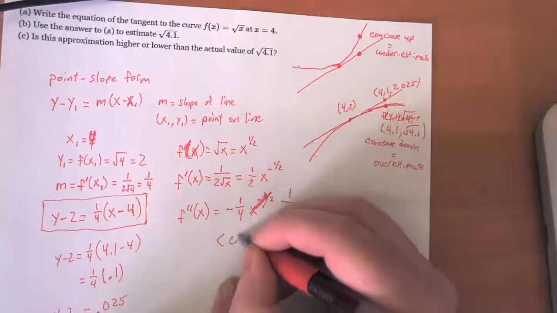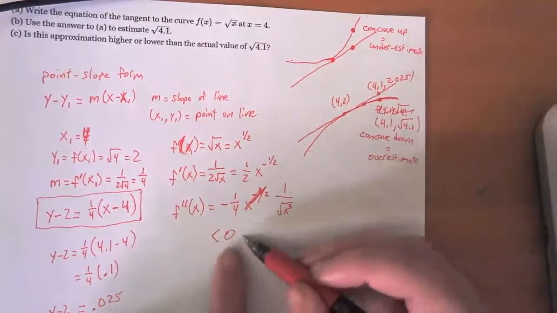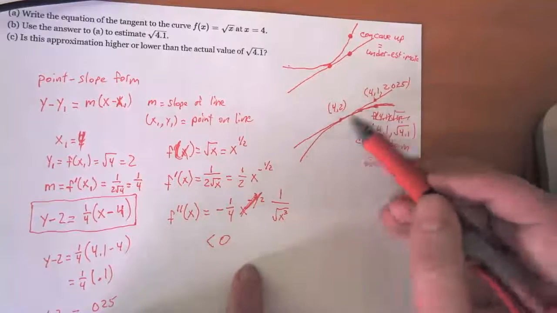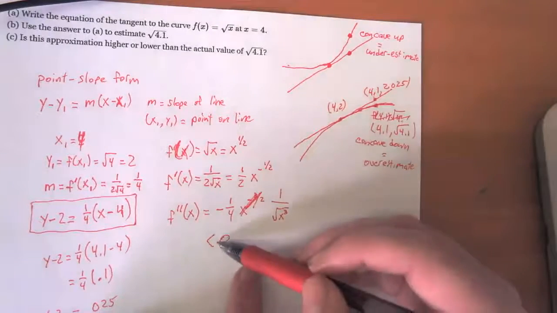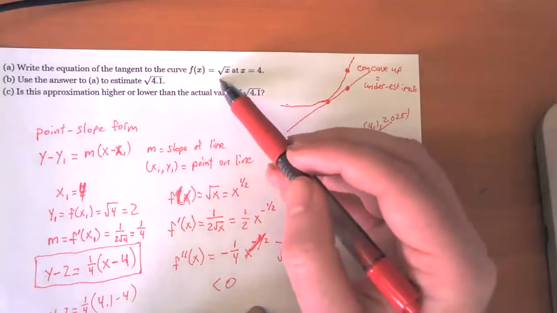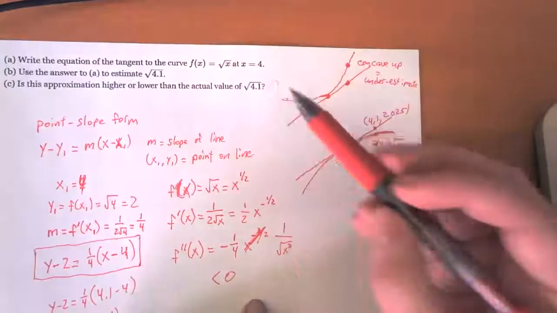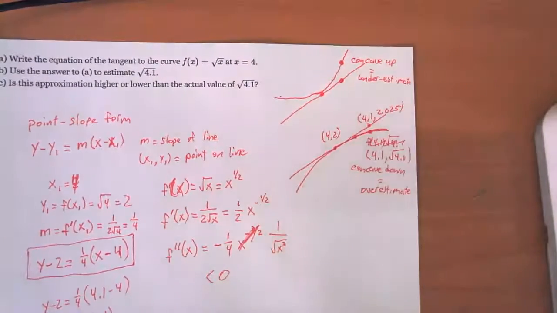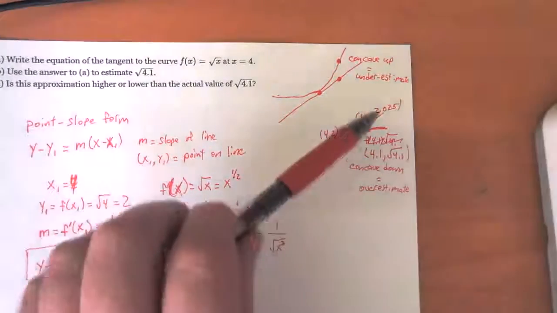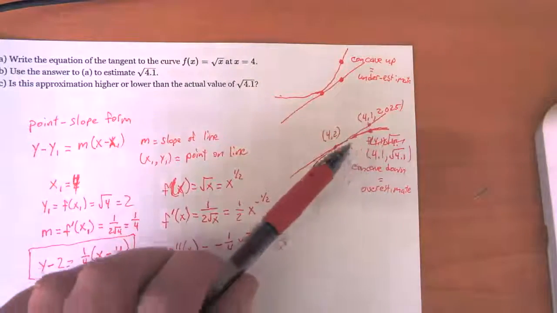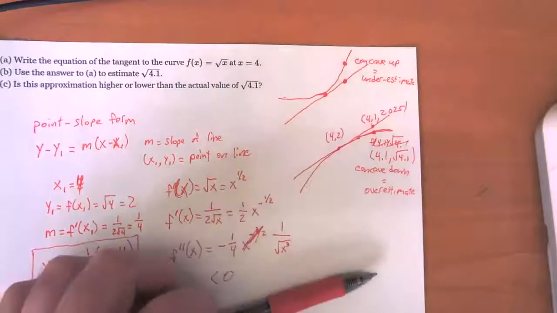Yes, which is greater than 0. I'm sorry, that's less than 0. So that tells me, even without knowing the graph of the square root of x, that this function, f of x, is going to be concave down everywhere. And since it's concave down, I know that any linear estimate I come up with is going to be an overestimate. This is a question that comes up often enough that maybe you want to memorize that concave up functions are always underestimates and concave down functions are always overestimates.